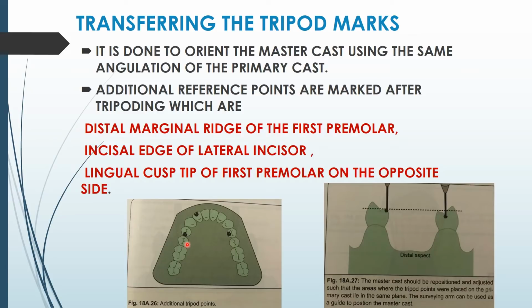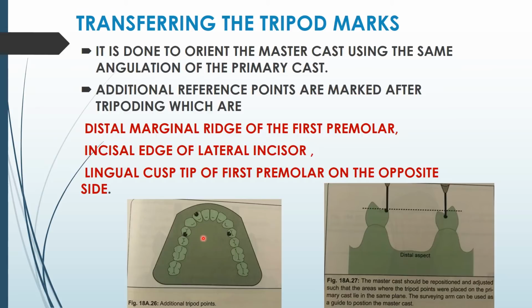So this is like you transfer; you additionally mark these 3 points more on the primary cast and then you transfer it on the other cast. After marking the reference points, the primary cast is removed and the master cast is placed on the surveying table. Since the additional points are located on anatomical landmarks, it is easy to locate them on the master cast. So we are doing this because these are anatomical landmarks, so it becomes easier for you.